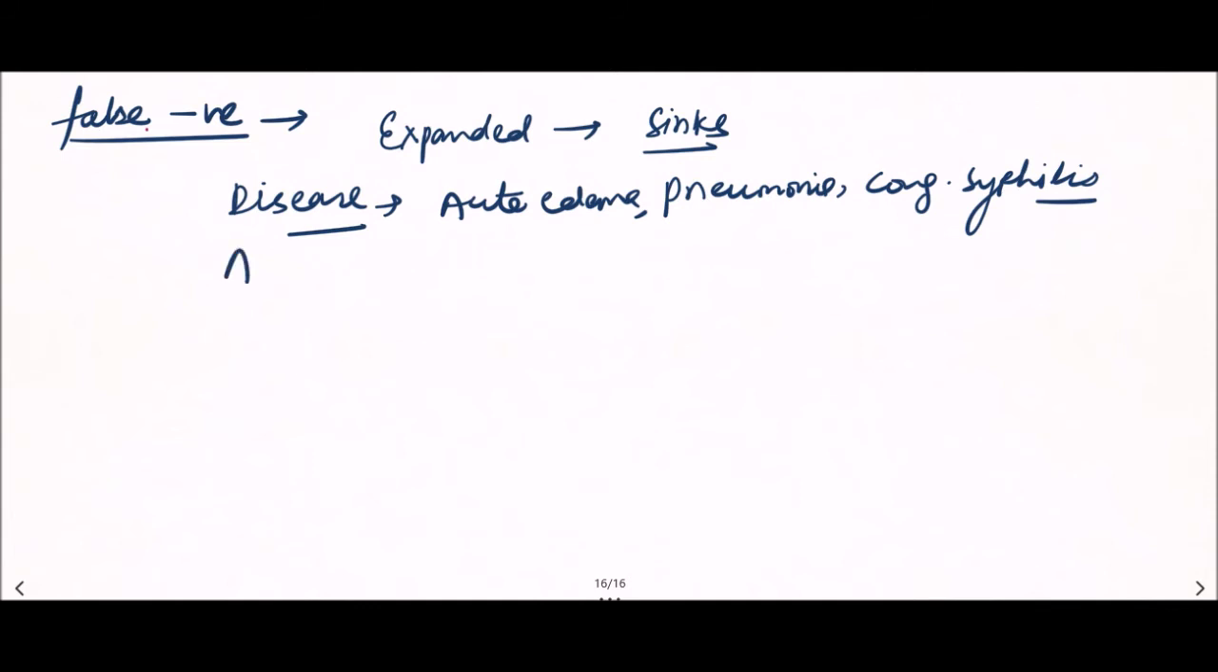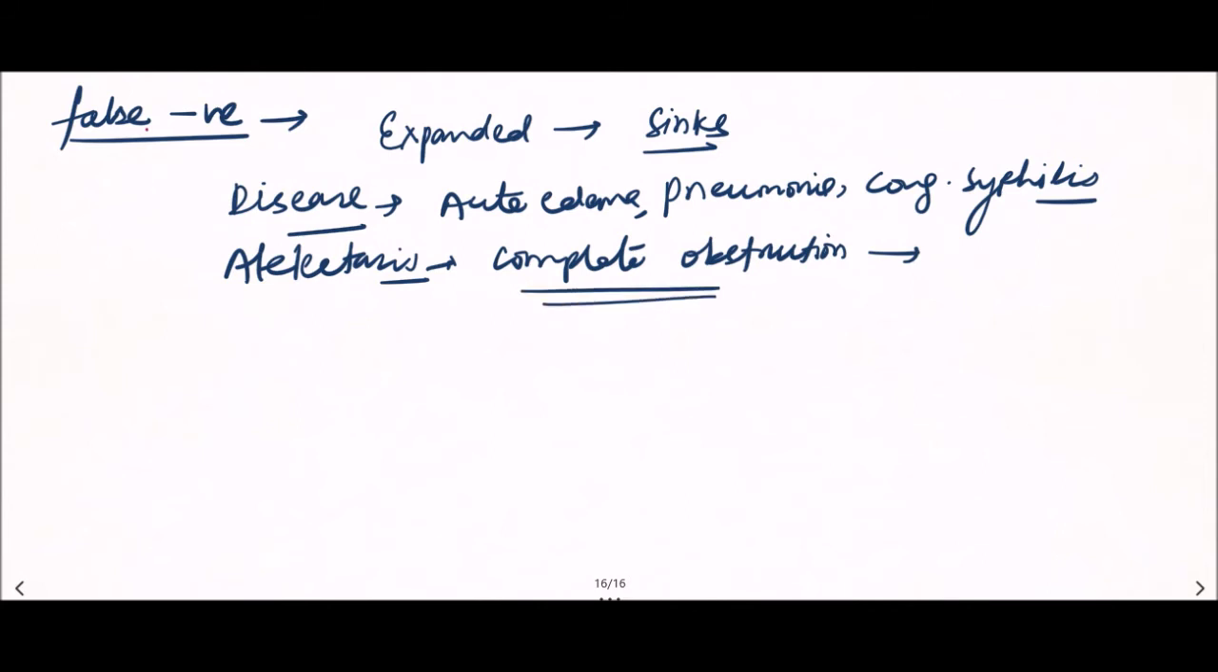And it can be seen in atelectatic lungs, atelectasis. It is the condition which is seen due to complete obstruction. If the respiratory movements are feeble, due to expulsion of more air, lungs are atelectatic. So they basically sink and the test will be false negative.